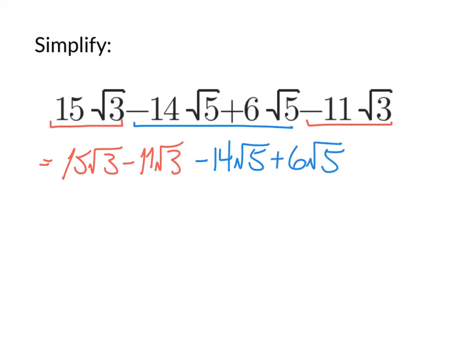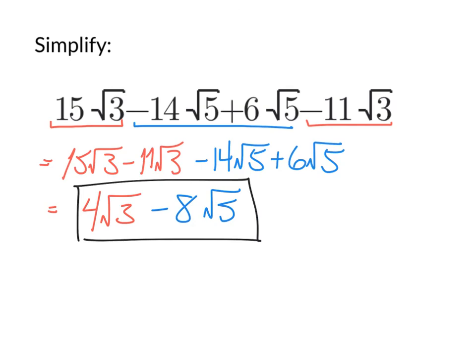Now we combine the terms that are alike. 15 minus 11 makes 4 of the square root 3's, and for our square root 5's, we have negative 14 plus 6 makes negative 8 square root 5. So there is our final answer.